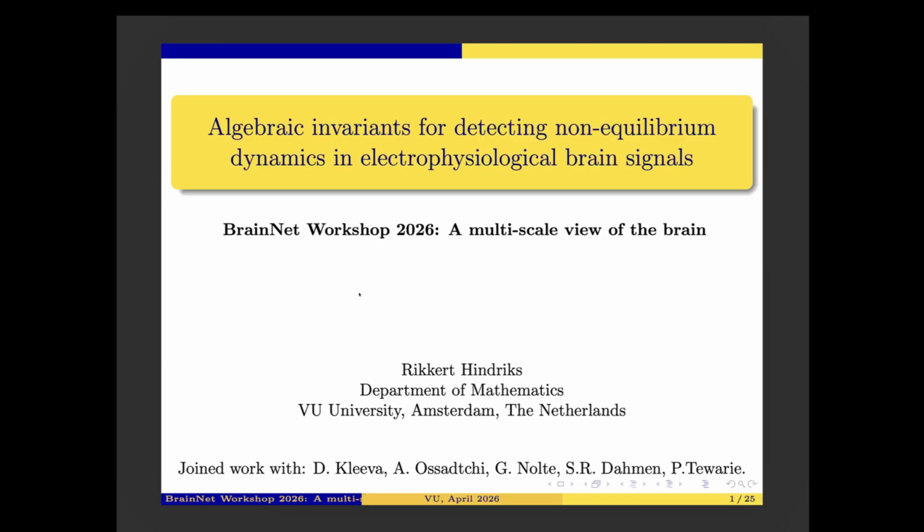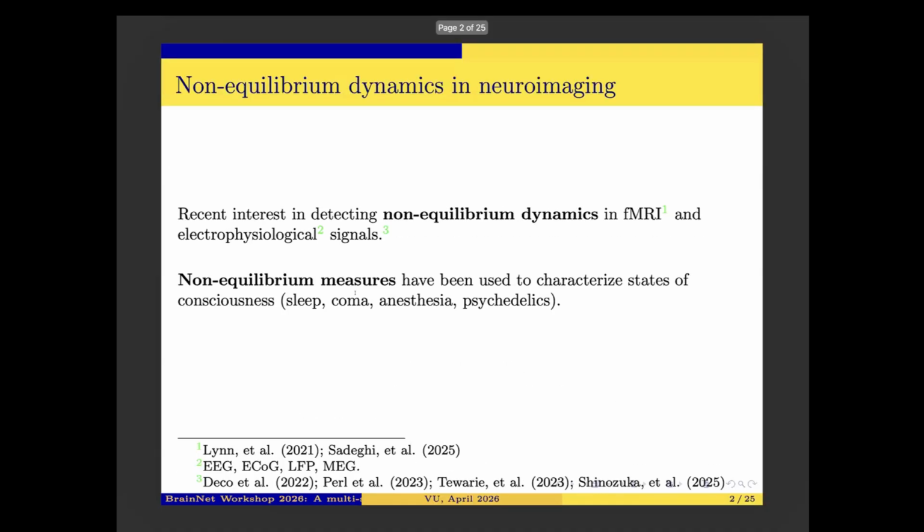So recently there has been some interest in studying what's called non-equilibrium dynamics in neuroimaging data. And with neuroimaging data, I mean either functional MRI or extracellular electrophysiology, as recorded with EEG or ECoG or LFPs, or MEG even. So large-scale signals. And so-called non-equilibrium measures have been applied in several studies to characterize different brain states, like anesthesia or sleep.